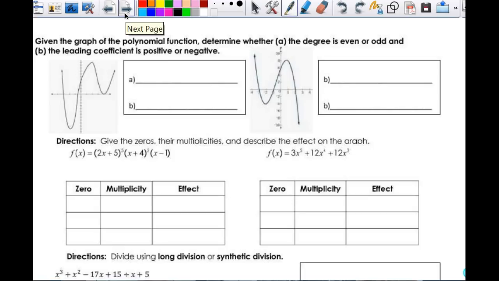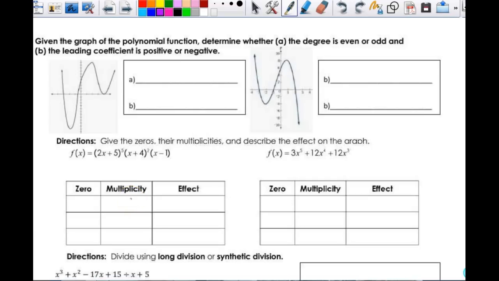All right, so it says, given the graph of the polynomial function, determine whether A, the degree is even or odd, and B, the leading coefficient is positive or negative. And you can't just say odd and positive, or even and negative, or whatever. It is an even or odd degree and a positive or negative coefficient. Like, you need to be very specific and clear in what your answers are.